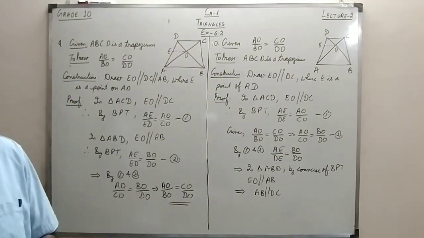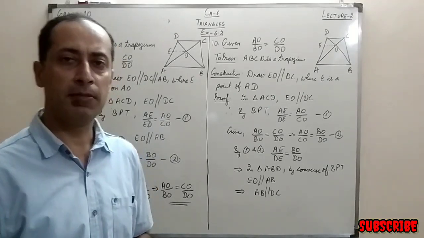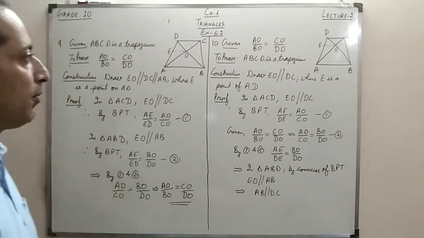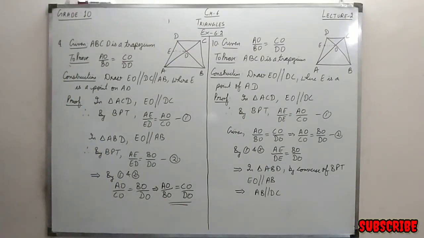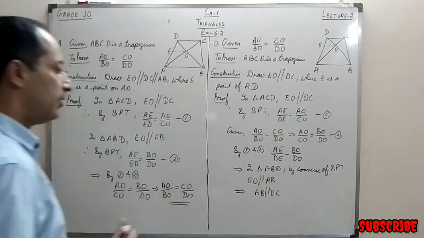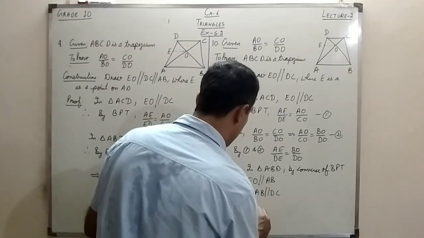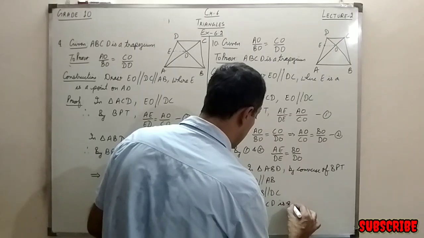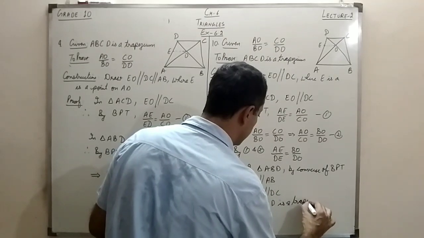Now I said in the beginning, if I have to prove any quadrilateral as a trapezium, one pair of opposite sides should be parallel. So now we have proved that one pair of opposite sides is parallel, that is AB is parallel to DC. So this means ABCD is a trapezium.